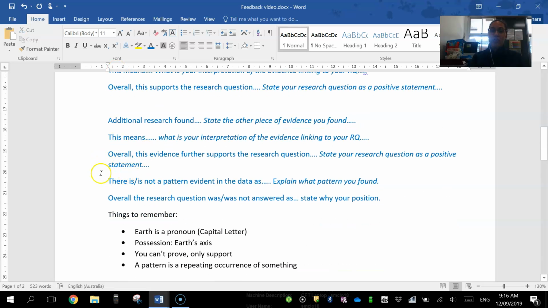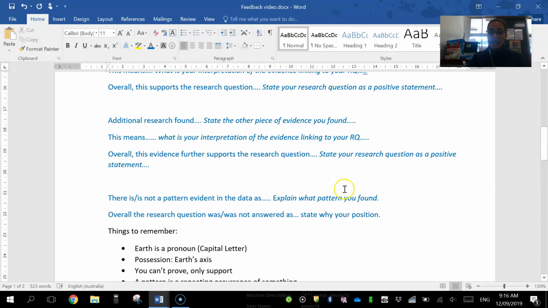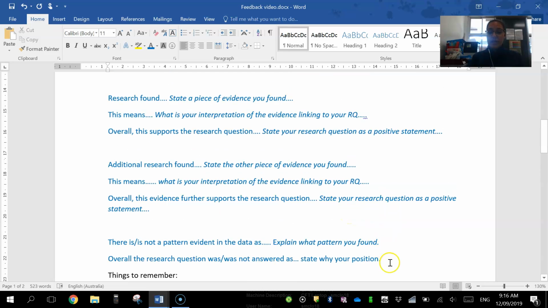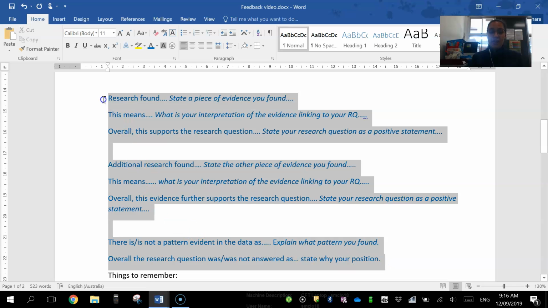Okay, so then you would follow that again. Additional research found. Overall, this evidence further supports. So we're just restating that. There is a pattern, and that's explain what you found. Overall research question was or was not answered, and state why that is so. So that's all we need for your evidence section. Now, as I've said to you, it does not need to be perfect exactly like this if you want to take some liberties with how you write this because you prefer to write a different style. But they're the three things that you must have. Like you need to have your evidence with an interpretation, evidence with interpretation, and then your pattern, overall, yes or no, this is my research question answered.